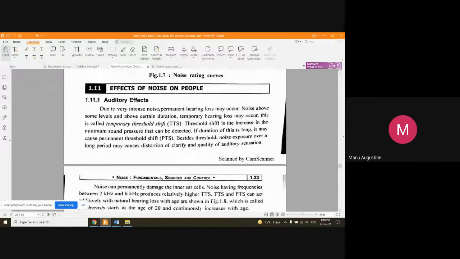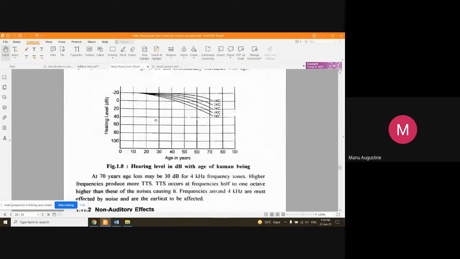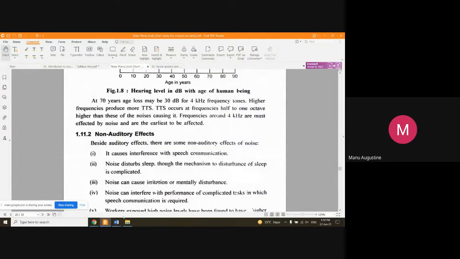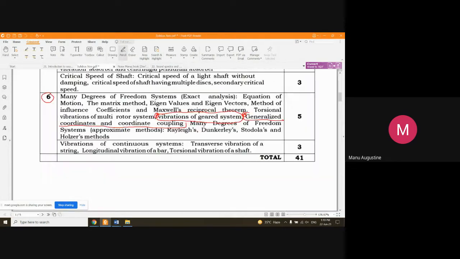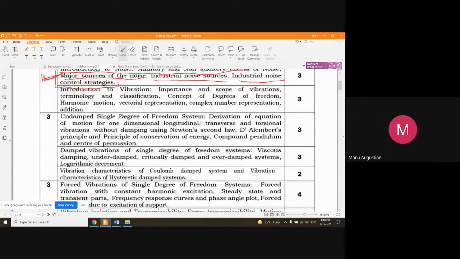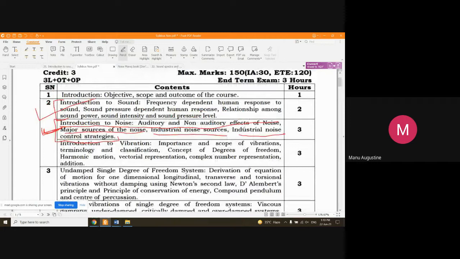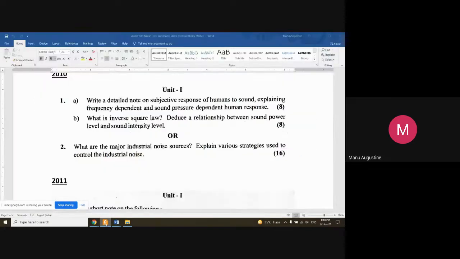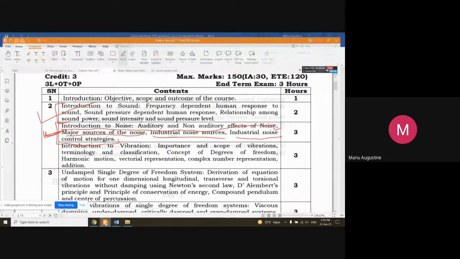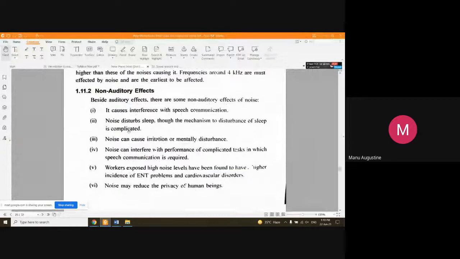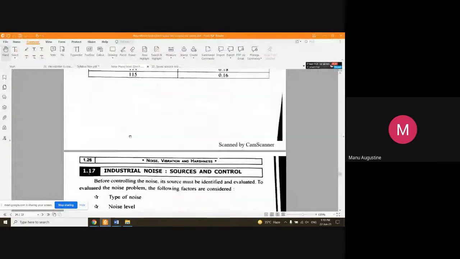ठीक है, see, auditory effects of sound, non-auditory effects of sound, these are all exactly given in your syllabus. See, auditory and non-auditory effects of noise, everything given in order. So all you have to do is simply study this document of 32 pages that will help you to cover all this part of syllabus that I have not taught to you.